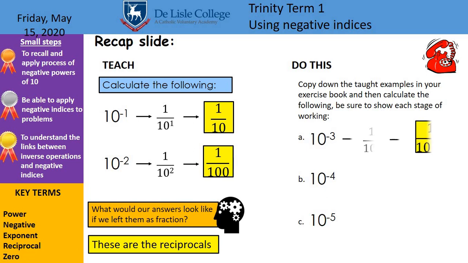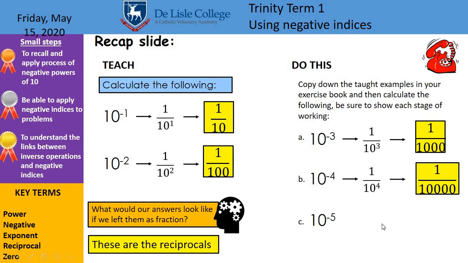Right, good. So we should have 1 over 10 to the power of positive 3, which is 1 over 1,000, 1 over 10 to the power of positive 4, which is 1 over 10,000, and 1 over 10 to the power of positive 5, which is 1 over 100,000. So just check these, make sure you've got them right, make alterations if you need to.